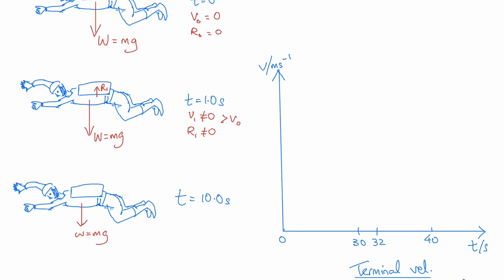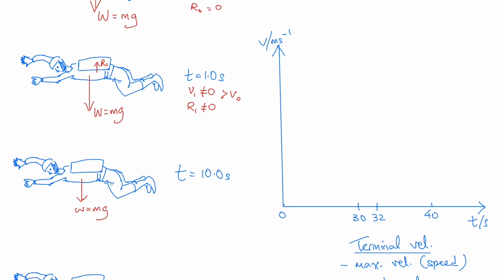And as time progresses to time t equals 10 seconds, we notice that this speed will continue to increase. It's going to be larger than at time t equals 1. And air resistance would also correspondingly be larger than the air resistance at time equals 1 second. So this would increase a little bit more at time t equals 10 seconds.